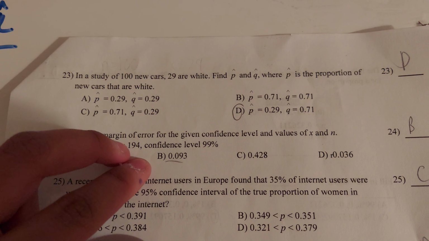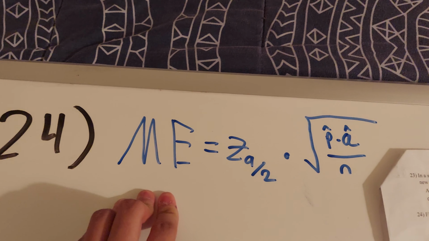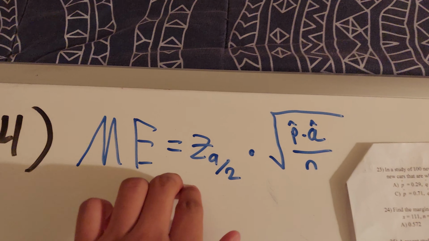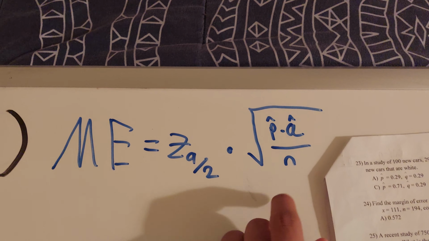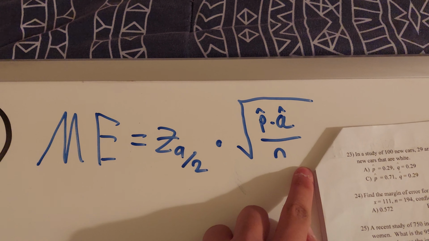So it's very different from the one we used early on in the homework. So we're going to be using this formula. We're going to be using the margin of error is equal to z alpha over 2 times the square root of p times q divided by n.